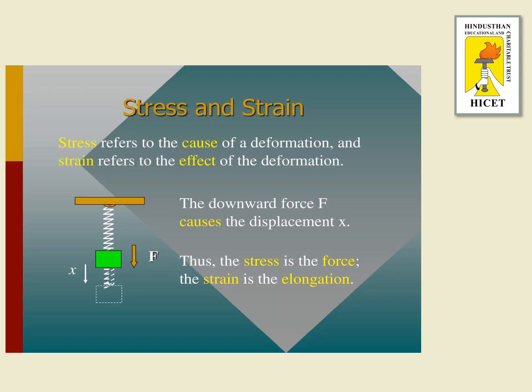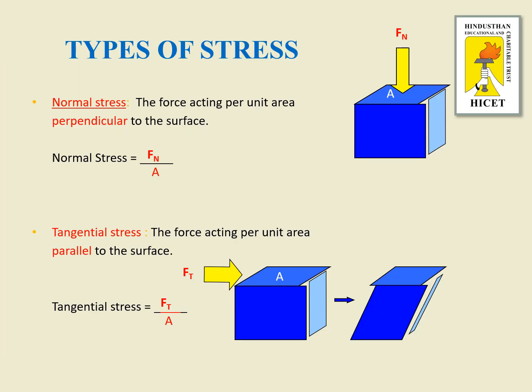Stress and strain. Stress refers to the cause of a deformation and strain refers to the effect of the deformation. The downward force F causes the displacement x when we pull the spring in the downward direction. Thus, the stress is the force and strain, that is the increase in length from its original length, is called the elongation. Then let us see the types of stress.